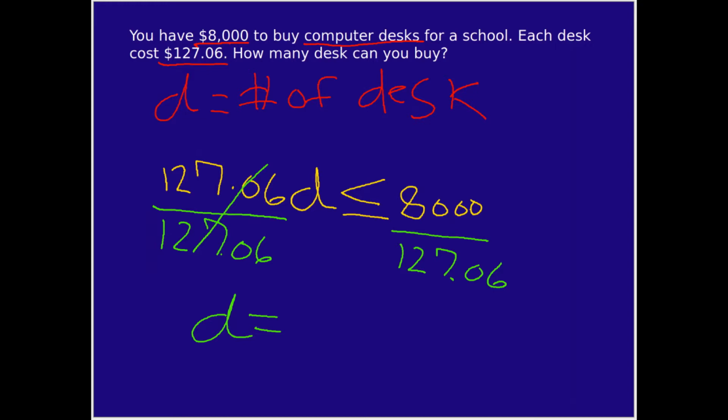So, I made a mistake here again. It's not equal. It should be less than or equal to 62. We could buy up to 62 desks, or we could buy fewer than that. Anything 62 or less, we will be able to stay within our budget of $8,000.